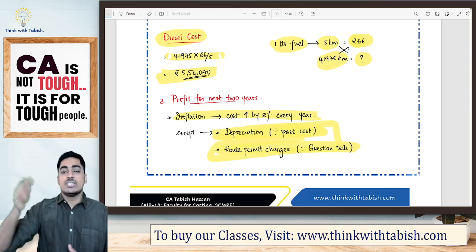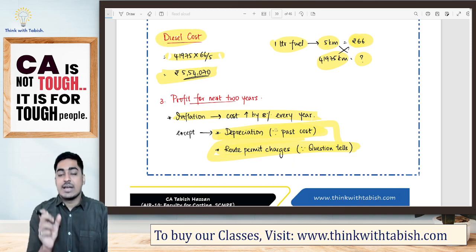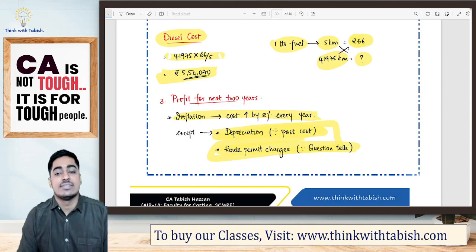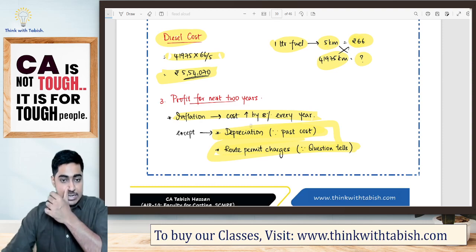Every other cost increased by 8%. You will get the total cost. Compare it with the revenue. You will be getting the profit. Calculate as a percentage. Come up with your analysis. This was the question. Is it clear, everyone?